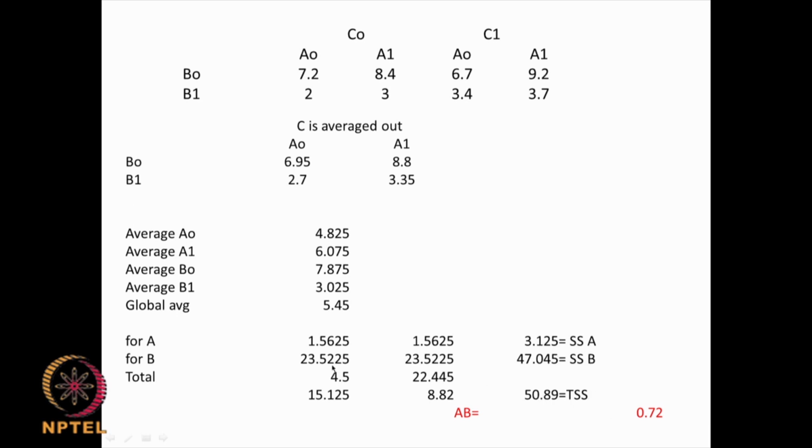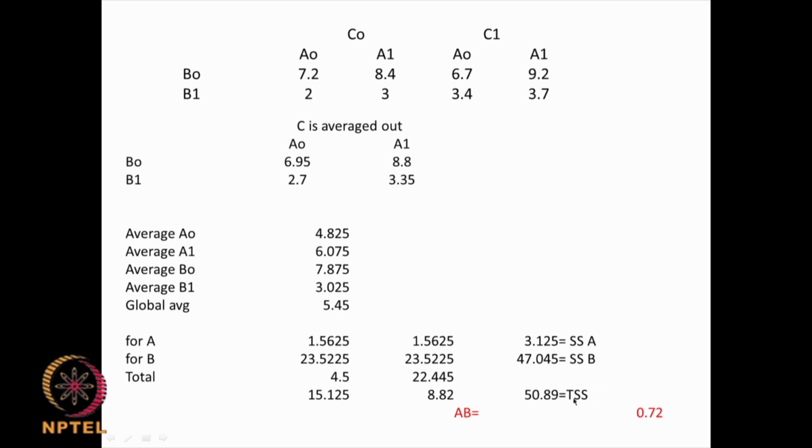Now, how do you get the total sum of squares? We again, as you know, this is your table. So, 6.95 minus 5.45 square, but do not forget you need to multiply by 2 because the 6.95 is made up of average of these, right. So, you get this. Then 8.8 minus 5.45 square multiply by 2, 2.7 minus 5.45 square multiply by 2, 3.35 minus 5.45 square multiply by 2, that will give you total sum of squares here, do you understand.